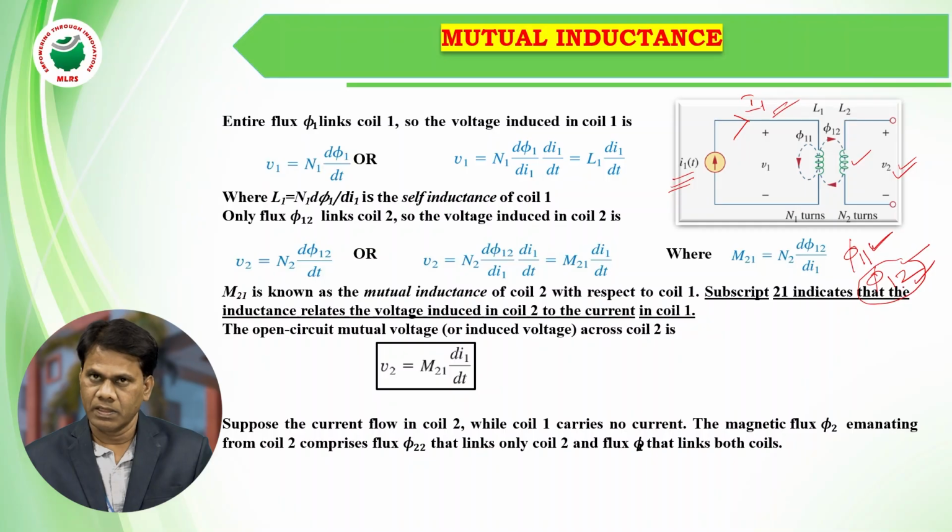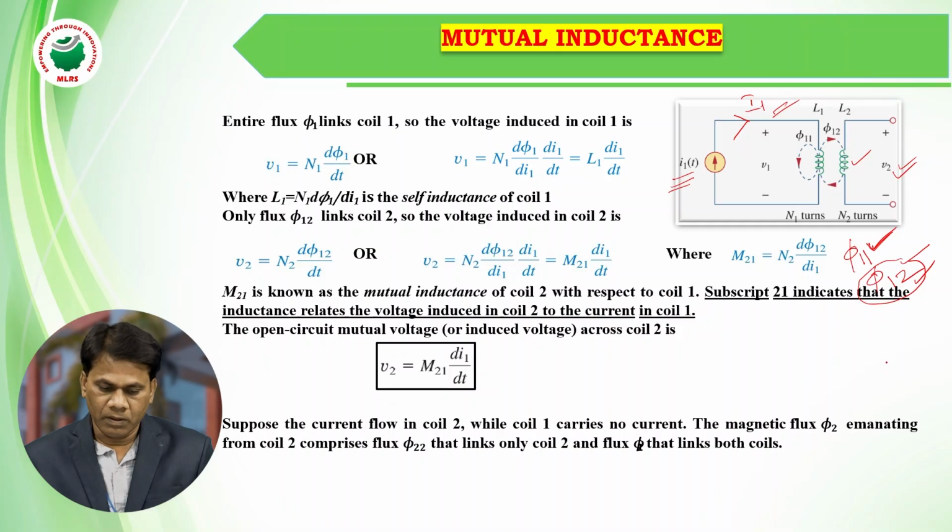So that is the difference between phi 11 and phi 12. This is a leakage. Phi 12 is the flux linking with the second coil, whereas phi 11 is the flux linking with coil 1 due to the current I1 in coil 1. These are the two fluxes here.